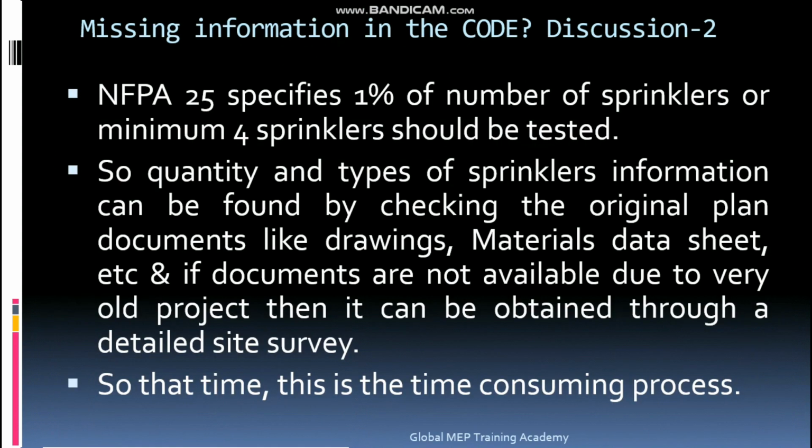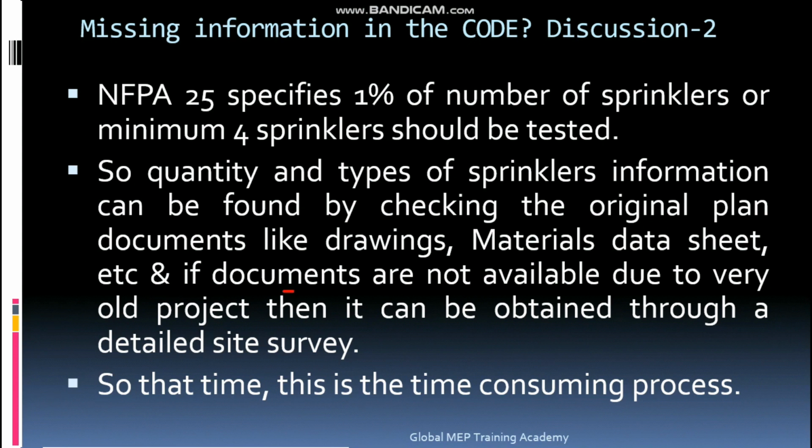So NFPA 25 specifies that 1% of the number of sprinklers, or a minimum of 4 sprinklers, should be tested. So if you have 1000 similar type of sprinklers in your project, you have to test a minimum of 1%. That means 10 sprinklers. Now let's consider you have a very big project. The sprinkler quantity and types can be found by checking the original project documents, like you have to verify the drawings, material submittals, material safety data sheet, and the BOQ quantity, etc., to finalize the quantity and type of sprinklers.